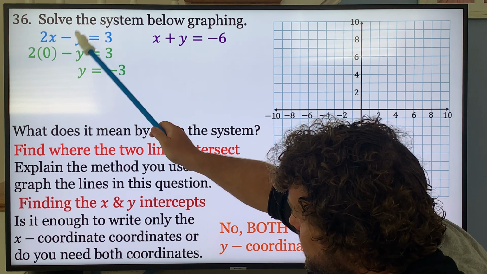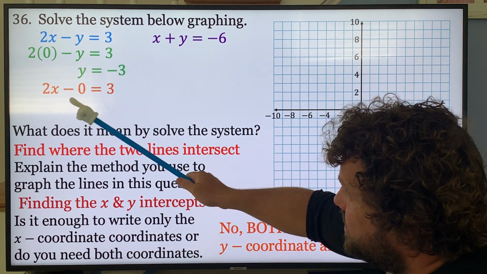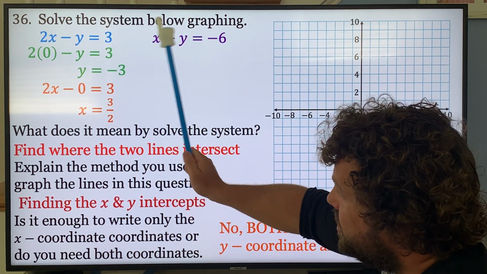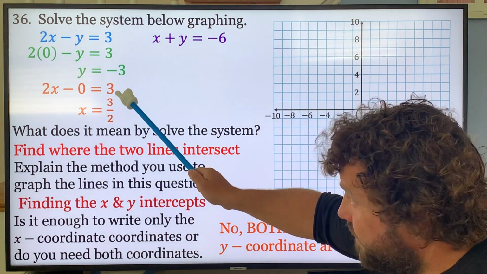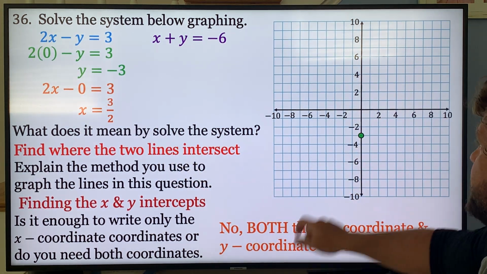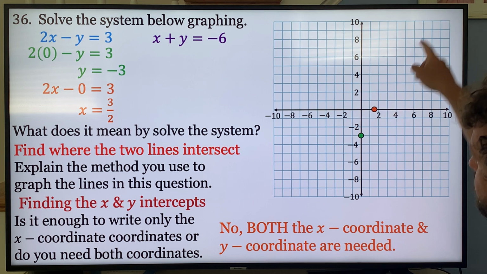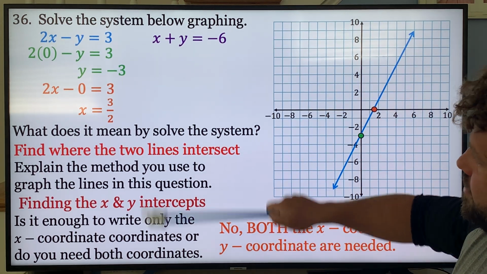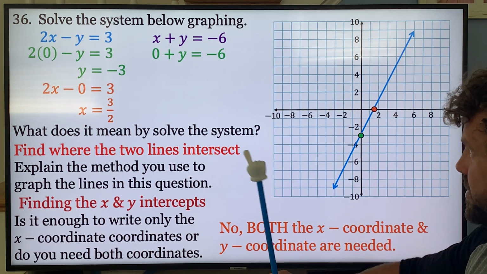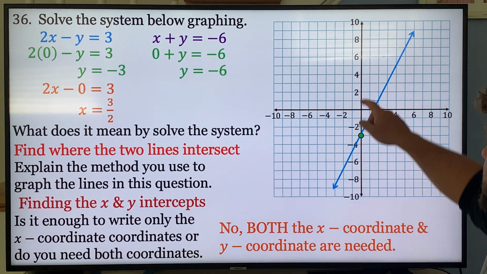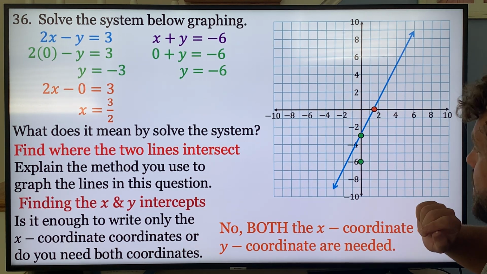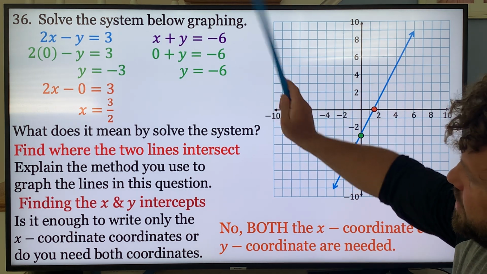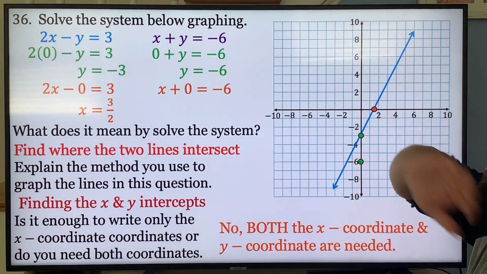Solve the x-intercept, you set y equals 0, 2x minus 0 equals 3. 3 divided by 2 is 3/2. So x is 3/2. Boom, there's my first line. Second line, set x equal to 0 to solve for the y-intercept, y equals negative 6. All right, find the x-intercept, set y equal to 0, x equals negative 6.